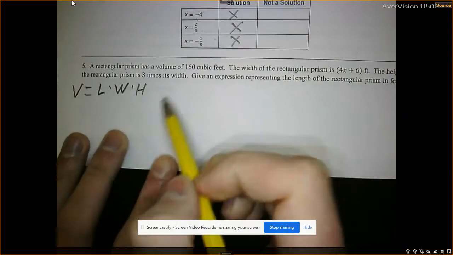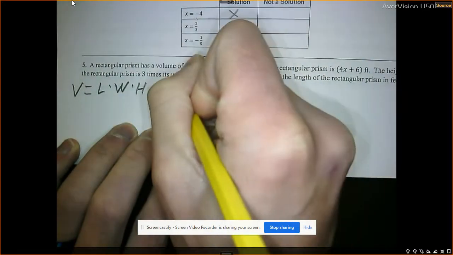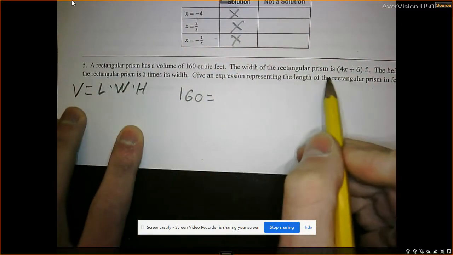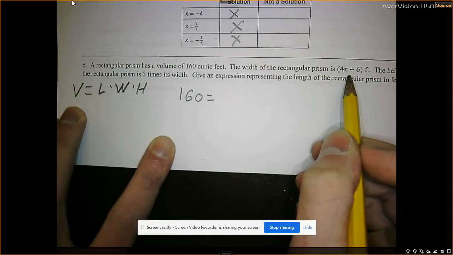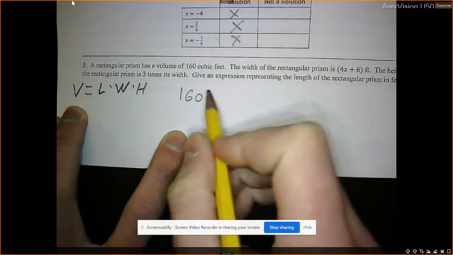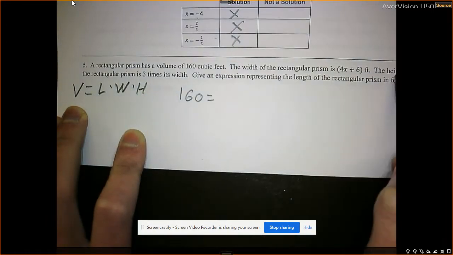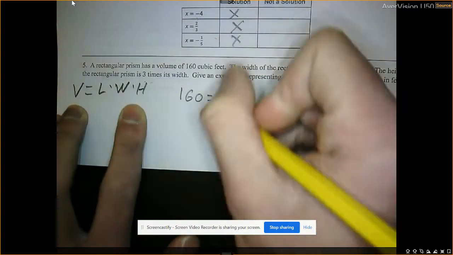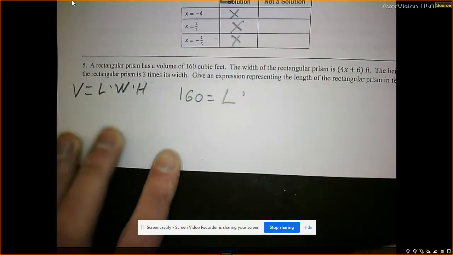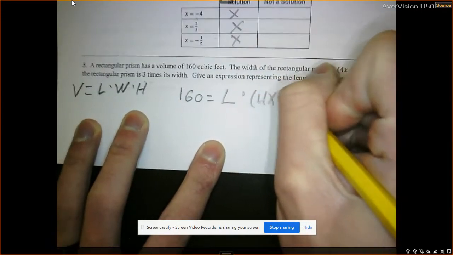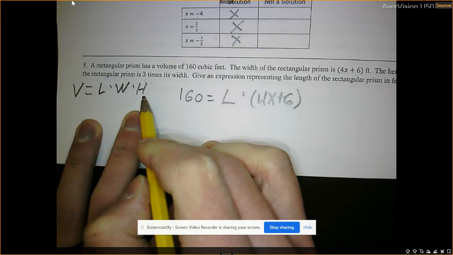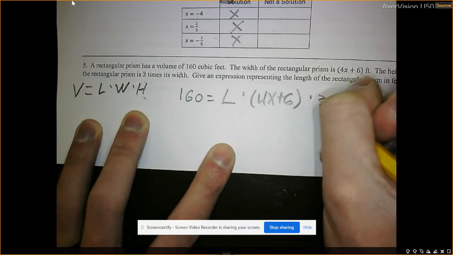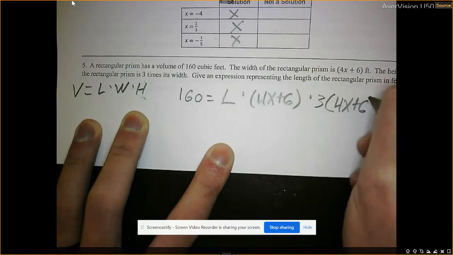But once you get this, we're told the volume is 160. Okay, so that's the V. The width is 4x plus 6. Okay, and then the height of the rectangular prism is 3 times its width, and we don't know the length. So the length can just stay as L. We don't know it. Width, like we said, is 4x plus 6. And then the height of the rectangular prism is 3 times its width. Well, if this is its width, that means the height is 3 times the 4x plus 6.